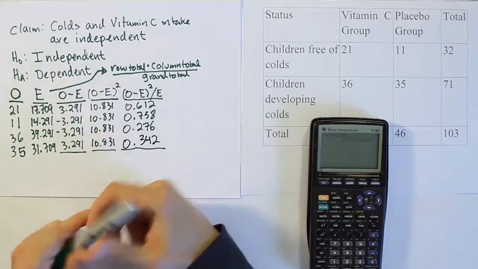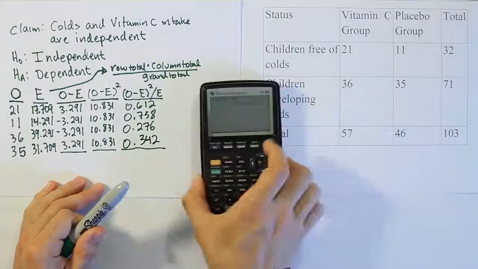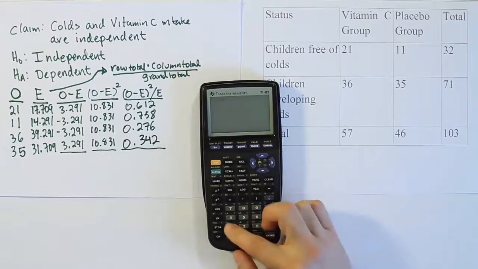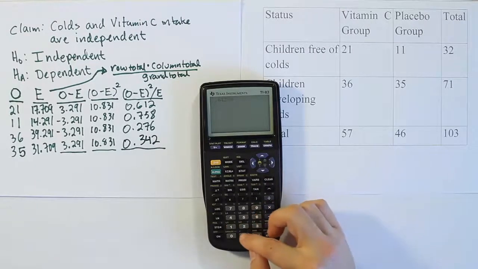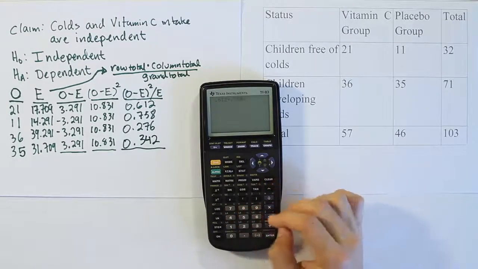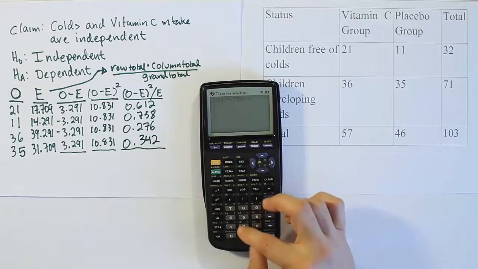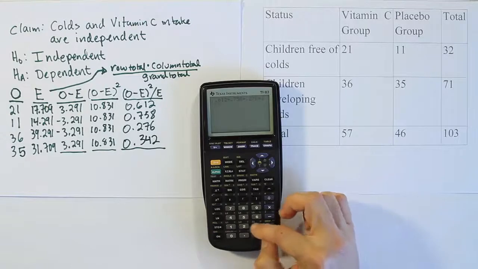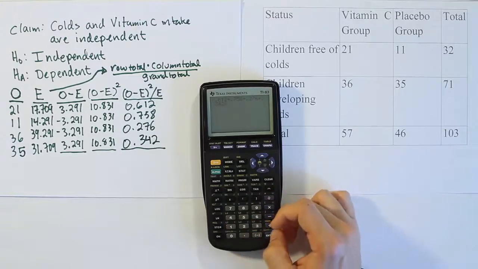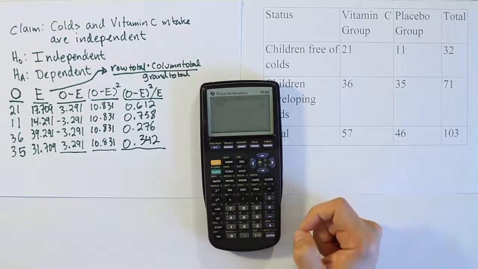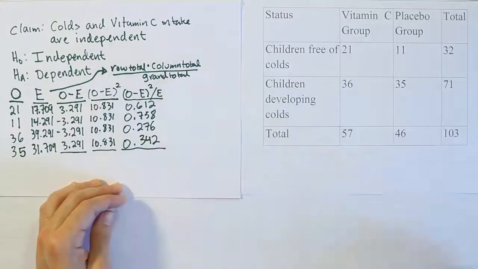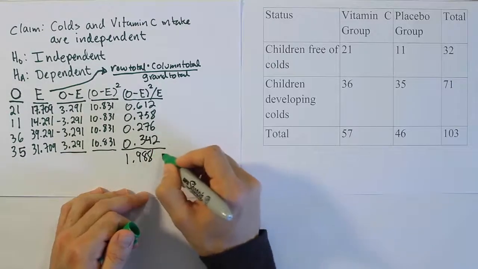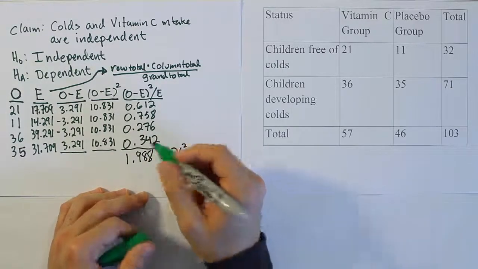All right, now the sum of this column is our chi-squared test statistic. So let's go ahead and add up those numbers. 0.612 plus 0.758 plus 0.276 plus 0.342. If you add all that together, you get the answer 1.988. This is your chi-squared test statistic.